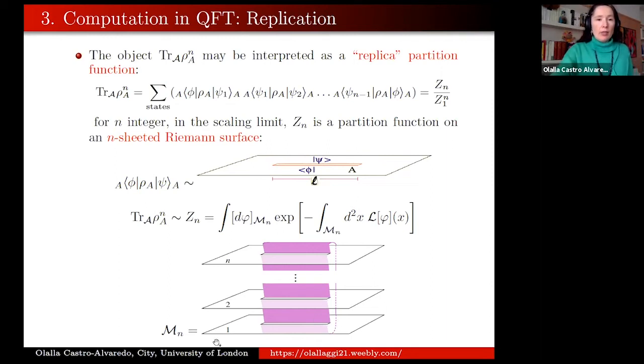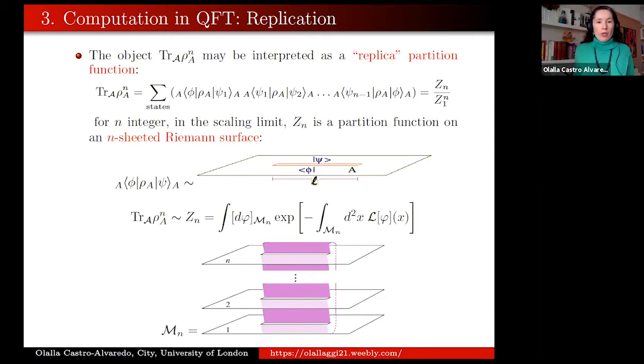Now, because this trace, we are saying we interpret it as a partition function, another way to write it in quantum field theory, a little bit more formally, is something like this. So we have our Lagrangian of our theory on this manifold, and we have a measure on this manifold, which means essentially that this measure includes the connection conditions between the branch cuts on these different Riemann sheets, okay? Now, the interesting thing is that this trace of rho to the n is a partition function, but it is a partition function on a replica theory, hence the title of this slide, replication. So what does this mean?